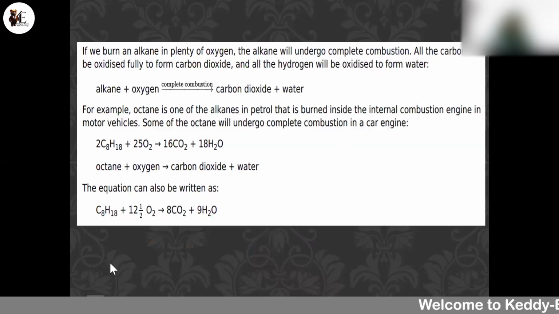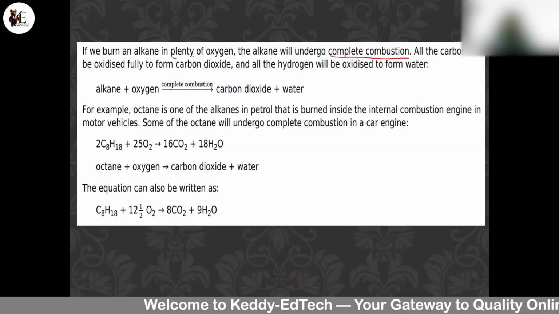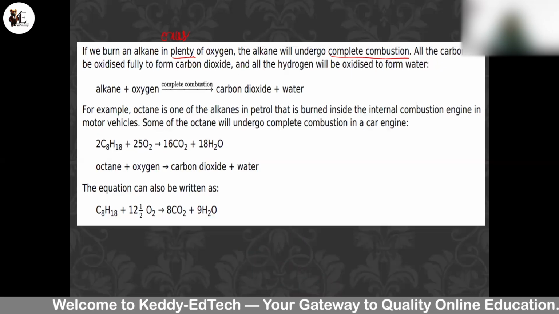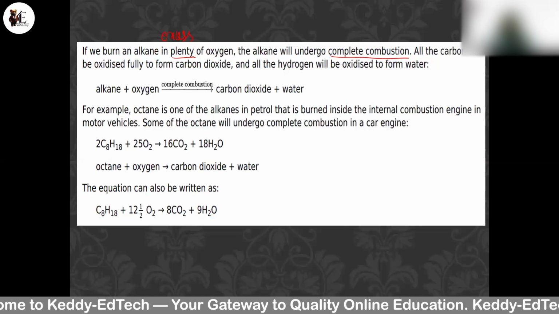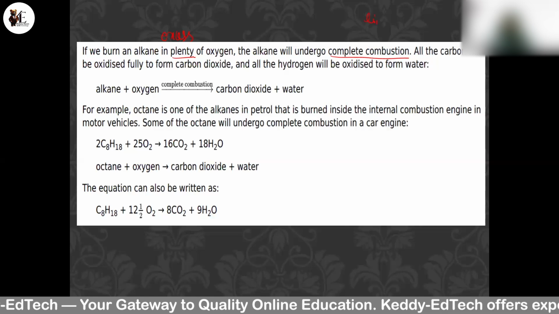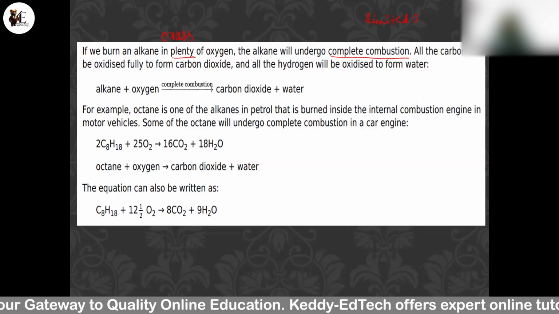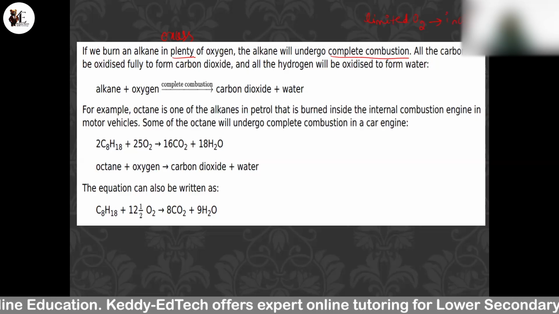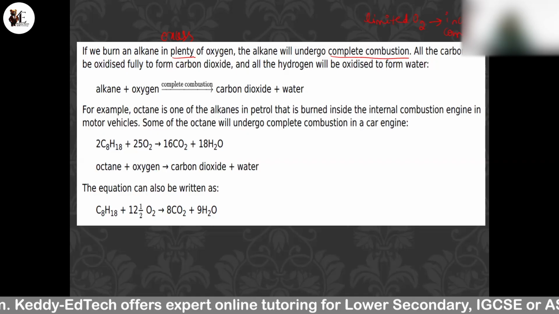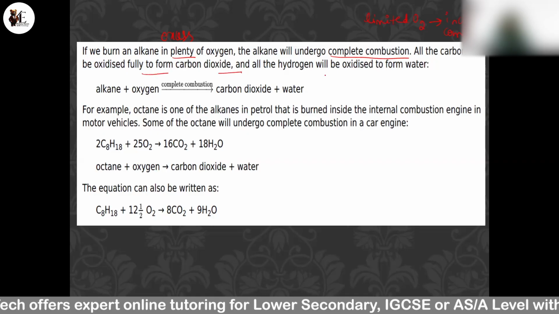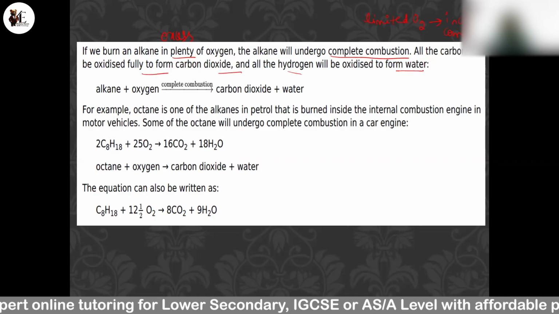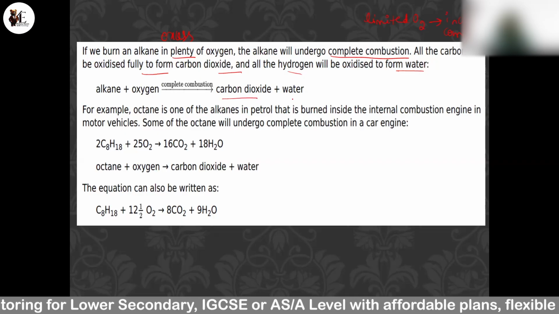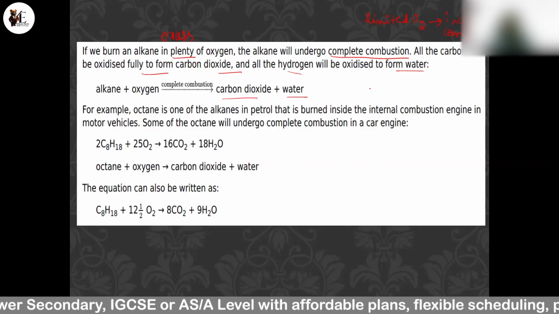If you burn an alkane in plenty of oxygen, the alkane will undergo complete combustion. So when we burn an alkane in plenty of, that means excess of oxygen, we have a complete combustion. But if I burn the alkane in a limited supply of oxygen, then the alkane will undergo incomplete combustion. In complete combustion, all the carbon will be oxidized fully to form carbon dioxide, and all hydrogen will be oxidized to form water. So the products are carbon dioxide and water.